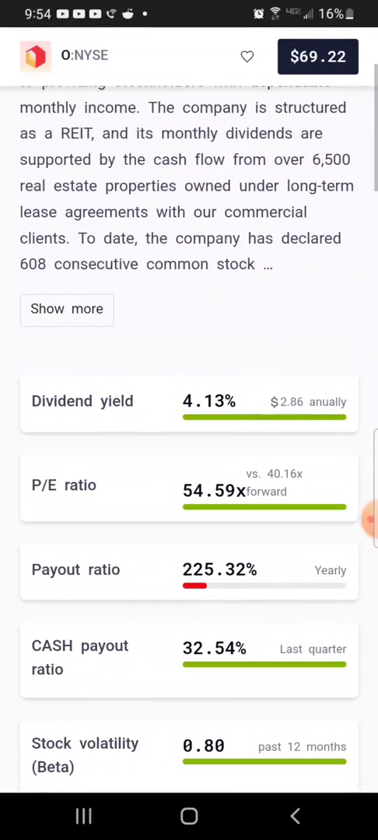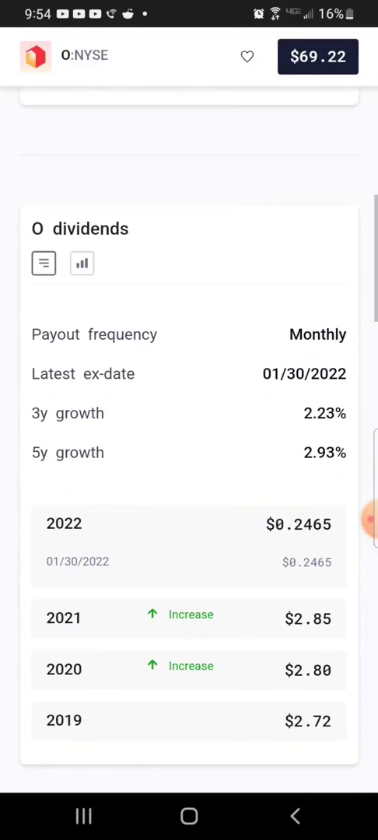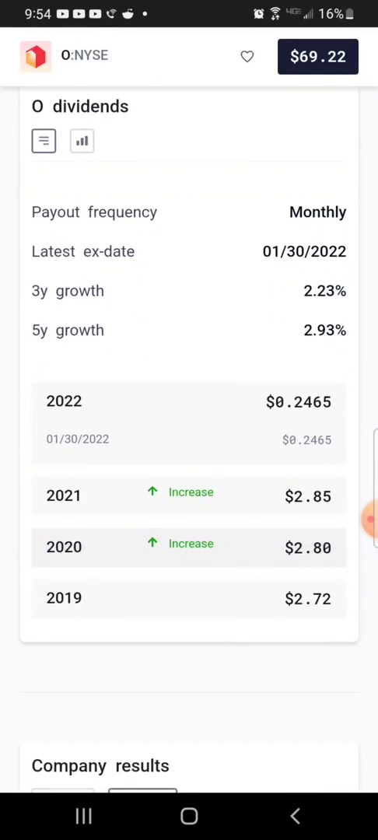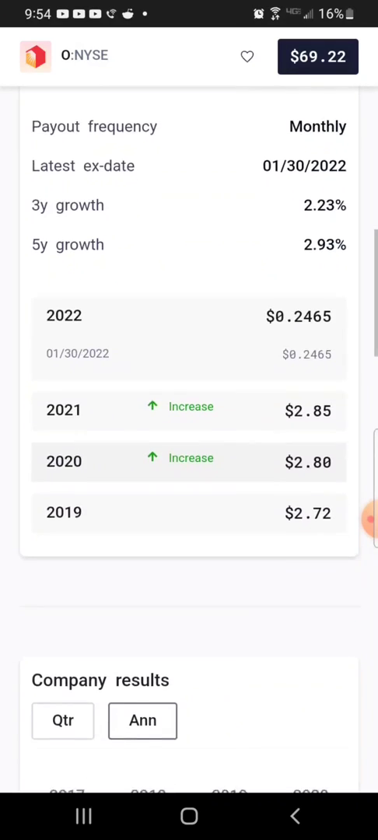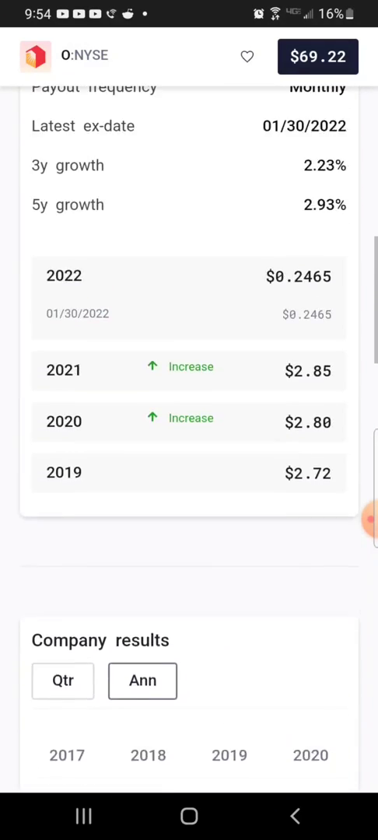All right, so you guys see the dividend yield is not as high as 6th Street, but it's 4.13, and it's an annual dividend of $2.86. But you're getting this monthly. And as you guys can see, it's been increasing its dividend payout forever, for real. It's a dividend aristocrat for a long time. All right, and that's the thing that you want to see.